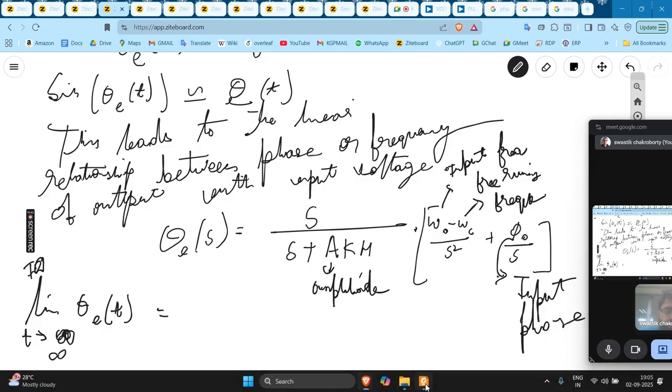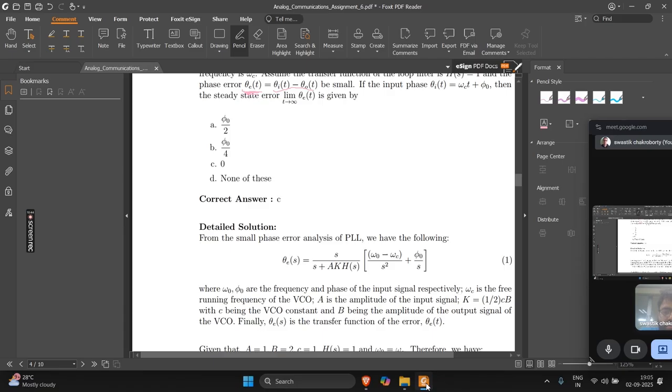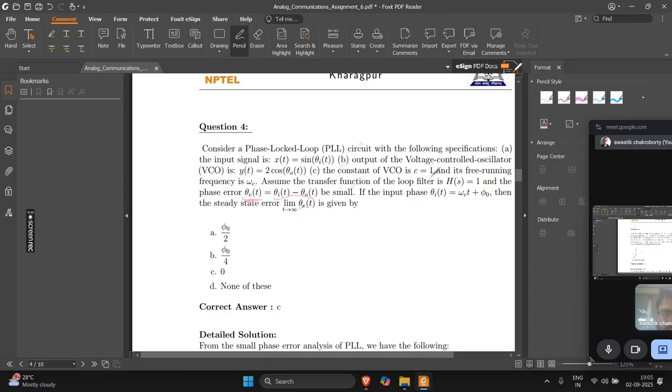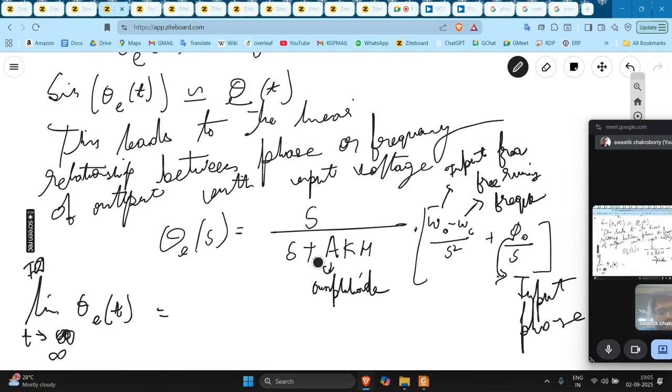And what are K and H? K is a function related to the VCO constant, and H is the transfer function of the loop filter. So A is the amplitude of the signal, K is the gain of the VCO, and H is the gain of the loop filter.